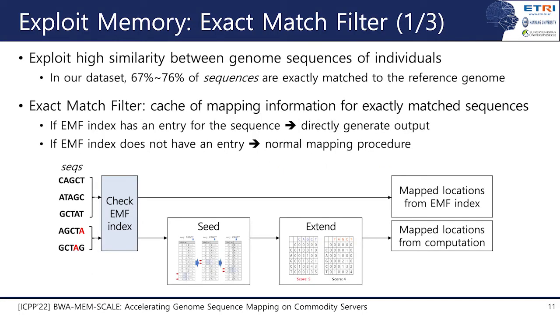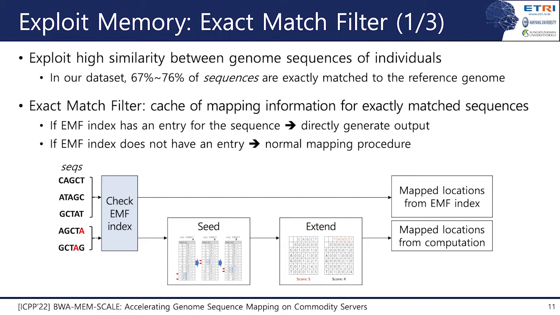First, I explain exact match filter, which exploits the remaining memory to speed up genome sequence mapping. As I mentioned before, there is a high similarity between the DNA of two human beings, and this is why we can map the short sequences using inexact string matching. Moreover, such a similarity makes many of the short sequences exactly matched to the reference genome sequence. In our dataset, 67 to 76% of the sequences are exactly matched to the reference genome.